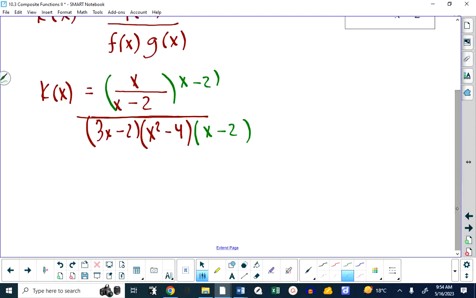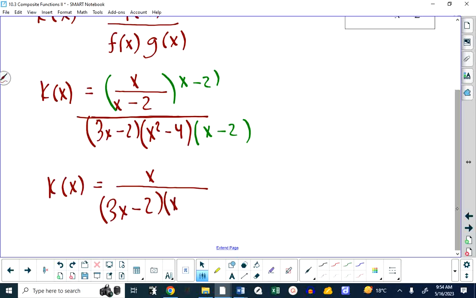So what do we get? We get, so far, k of x equals x on the top, and on the bottom we have 3x minus 2. We have the x squared minus 4. We might as well factor that because these types of expressions, which are called rational expressions, need to be factored. And then we have another x minus 2.